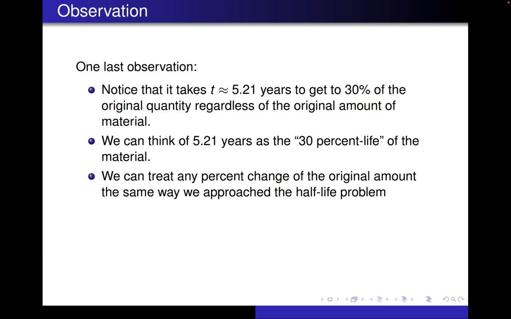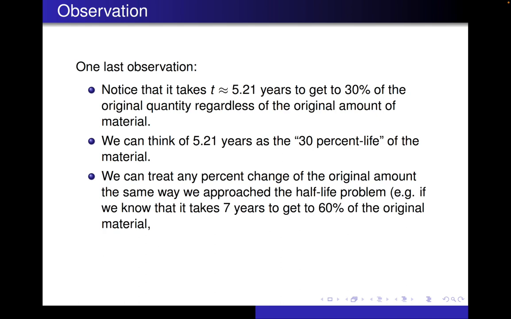And that sort of suggests that we can treat any percent change of the original amount in the same way we approach the half-life problem. If we know how long it takes to get to 30% of the original, we can solve the problem just like we did before. If we know how long it takes to get to 80% of the original, or 5% of the original, or 38% of the original, right? As long as we know how long it takes to get to whatever percent of the original quantity, we don't need to know how much the original quantity is in order to solve it, right?